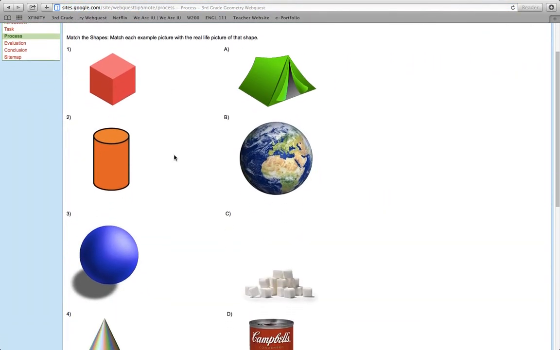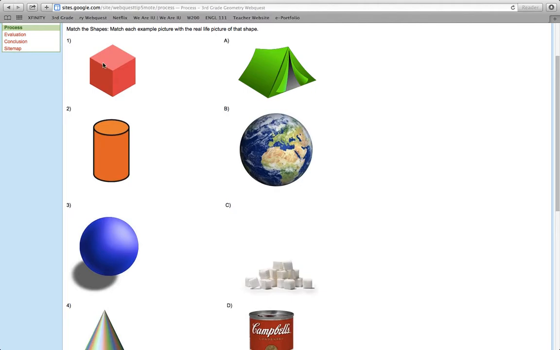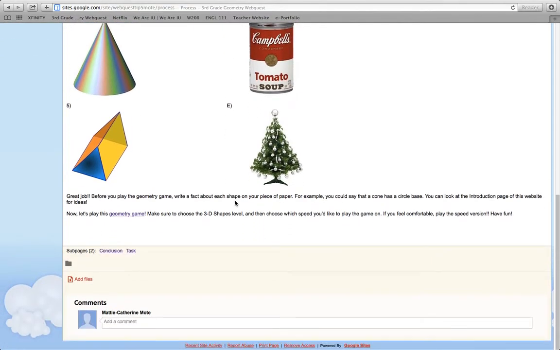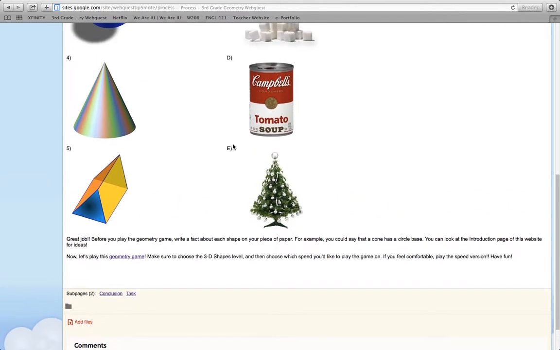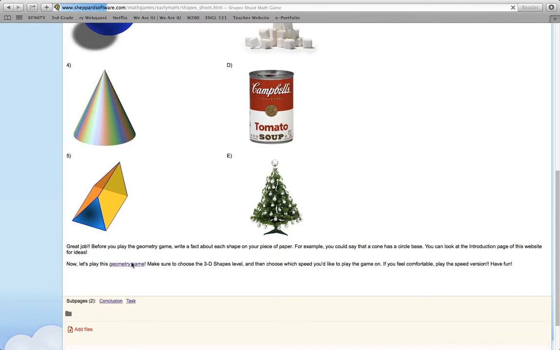So this is that first activity where they'll match each shape to its real life counterpart, and they'll do that on a piece of paper. And also on the paper, after they're done matching the shapes, write a characteristic about the shape, a fact, or another real life comparison that it has that I didn't previously mention. And afterwards, they go to play this geometry game.